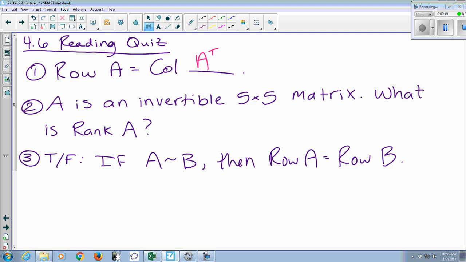So remember, you have to know what the rank of a matrix is in order to answer this question, which is the dimension of the column space. And the dimension of the column space is the number of pivot columns in the matrix. So there's a few steps to get here.